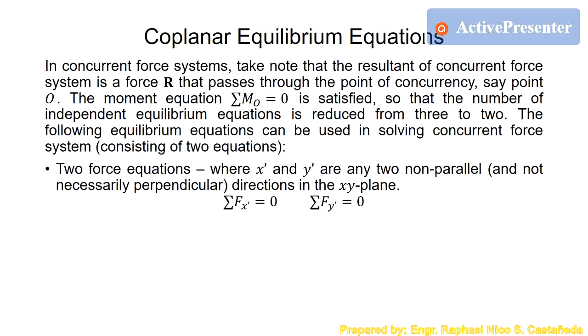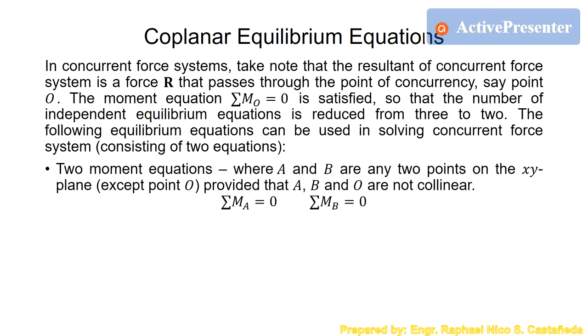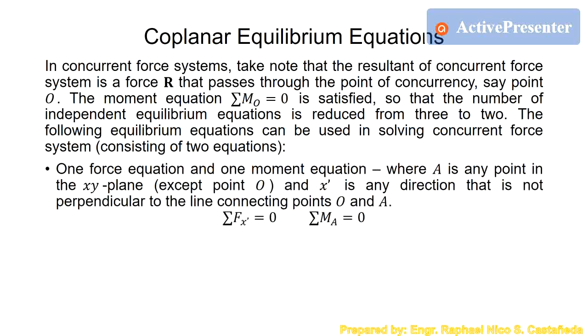Next is the concurrent force system. Obviously, we already know that for a concurrent force system, we can use two force equations, because there will be no possible moment equations, since all forces are concurrent to a common point. We can also use two moment equations, where A and B are any two points on the xy plane except for the point O, provided that A, B, and O are not collinear.